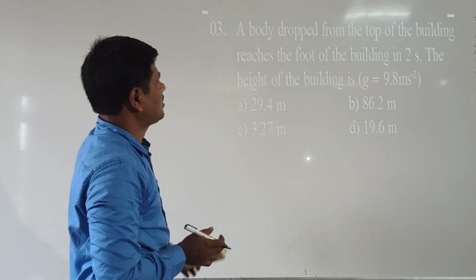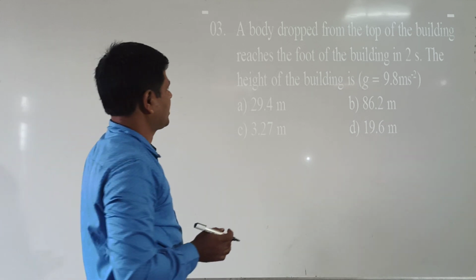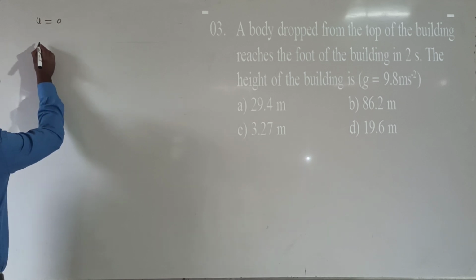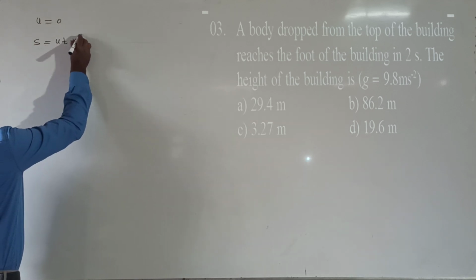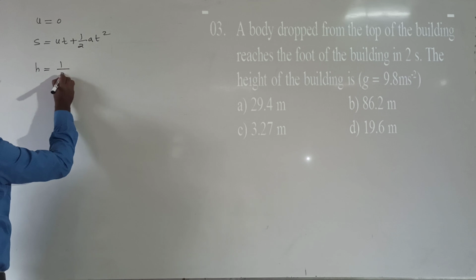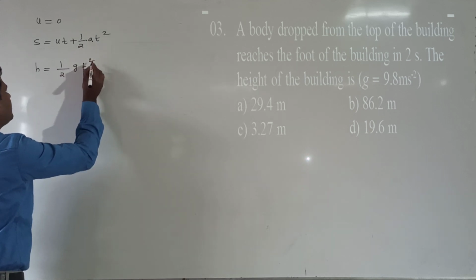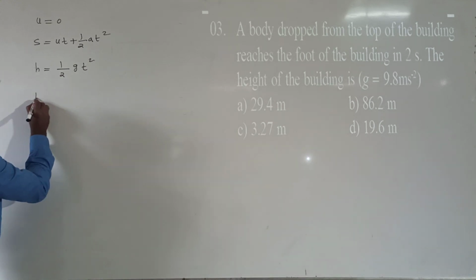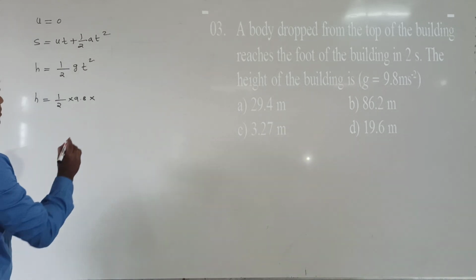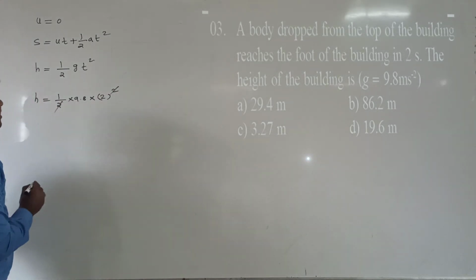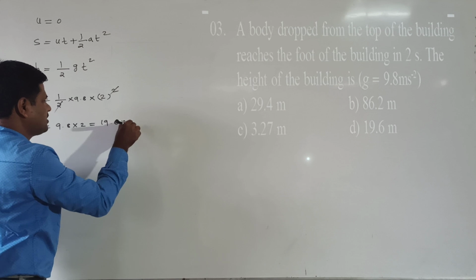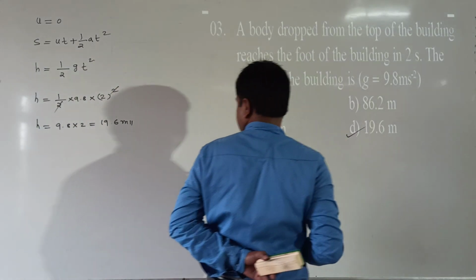A body is dropped from the top of the building and reaches the foot of the building in 2 seconds. The height of the building is? This is a freely falling body. Freely falling means initial velocity is 0. We use the formula S is equal to ut plus half at square. Now u equal to 0, so h is equal to half into, since it is freely falling, in place of a I am writing g, t square. Here g value 9.8 is given, time is also given, 1/2 into 9.8 into t, where t is 2 seconds. Here 2 square is coming. The 2 gets cancelled. Now h is equal to 9.8 into 2 is equal to 19.6 meters. That is, option D is right.